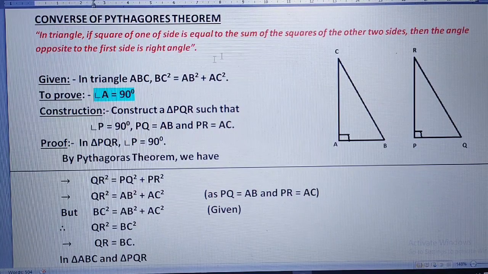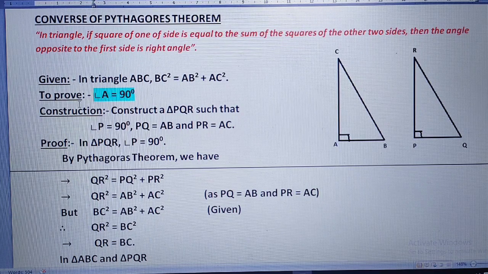This is the statement. So you can assume one triangle ABC where BC square is equal to AB square plus AC square. It is given. Any triangle you can choose. ABC is the one triangle. I draw here the figure, ABC is a triangle, BC square is equal to AB square plus AC square. Now you have to prove that angle A is 90 degrees.